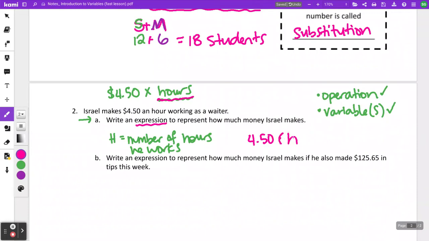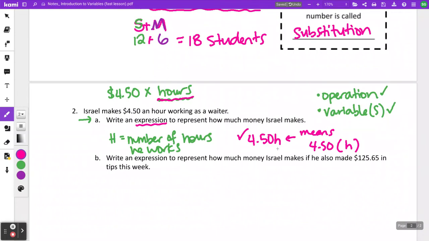We've also seen parentheses used for multiplication. But actually, the most common way you're going to see a number and a variable being multiplied is by just putting them right next to each other. So what I can do is put this H right next to my 4.50, and this means multiplication. This means 4.50 times the number of hours. So this is going to be the most common way you see it. And that right there is our expression.